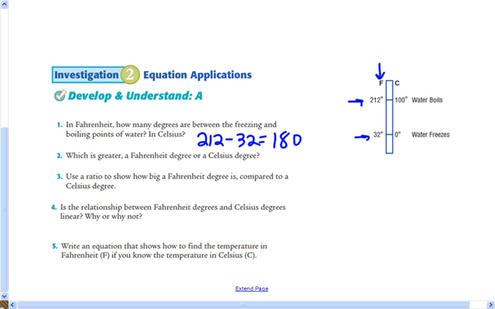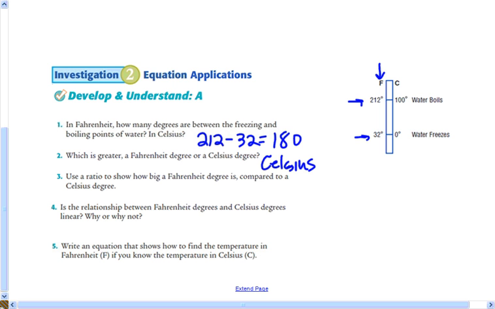Now it says, which is greater, a Fahrenheit degree or a Celsius degree? In other words, I think what they're saying here is, if you change 1 degree, which are you actually getting warmer by the most, a Fahrenheit degree or a Celsius degree? I think we'd have to say Celsius, because if you go from freezing to boiling in Celsius, it's only 100 degrees. But in Fahrenheit, it's 180 degrees. So for every Celsius degree, you are covering quite a bit more than you are with a Fahrenheit degree.